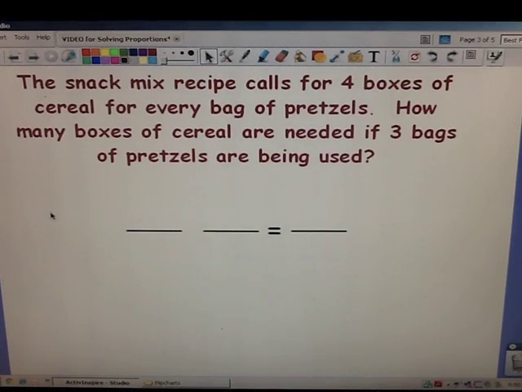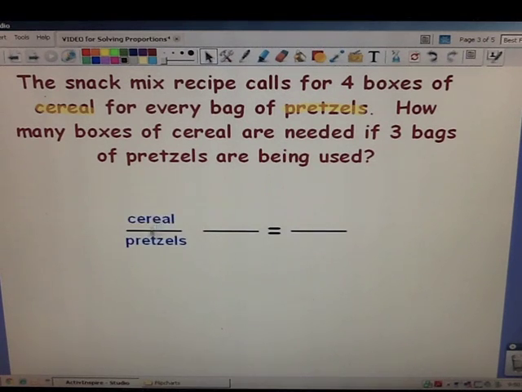Let's try another example. The snack mix recipe calls for 4 boxes of cereal for every bag of pretzels. How many boxes of cereal are needed if 3 bags of pretzels are being used? Okay, what is it that we're comparing? We are comparing the amount of cereal to the amount of pretzels. Those are going to be our labels.